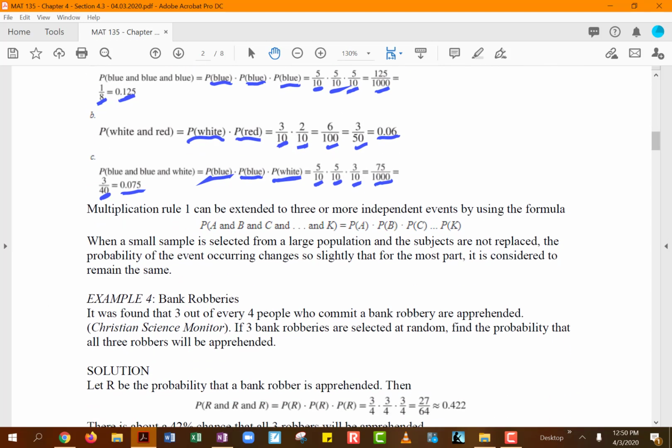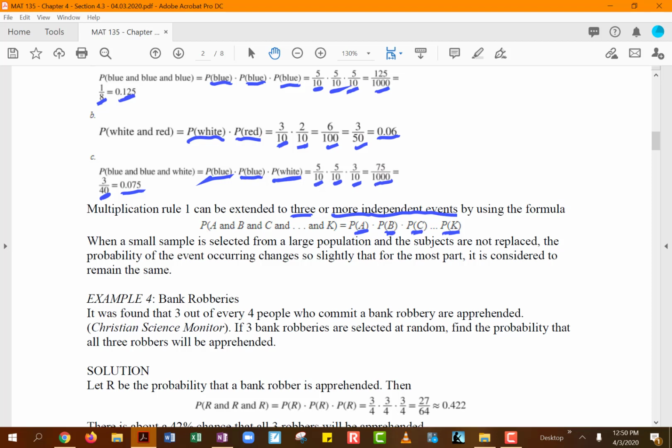So you can take this idea and you can extend it to as many events as you like. So you can have 3, or you can have more than 3, as long as they're independent events. You basically just keep multiplying each of the individual probabilities, and then you will get the probabilities for all of those events as a sequence.